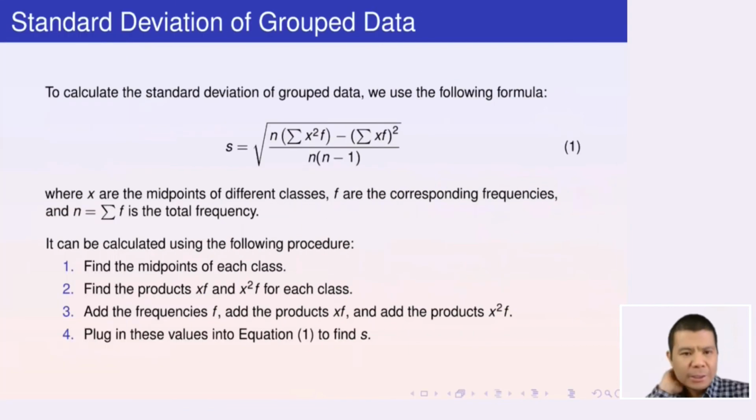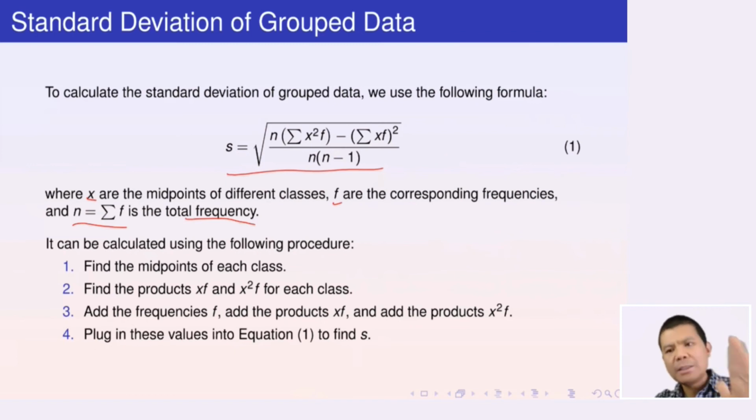Next, we're going to show how to find the standard deviation of grouped data. So you have the mean of grouped data and also the standard deviation of grouped data. How to calculate this one? We're going to use this formula for the sample version. It's a complicated one, where x are the midpoints of different classes, f are the frequencies, and n is the total frequency.